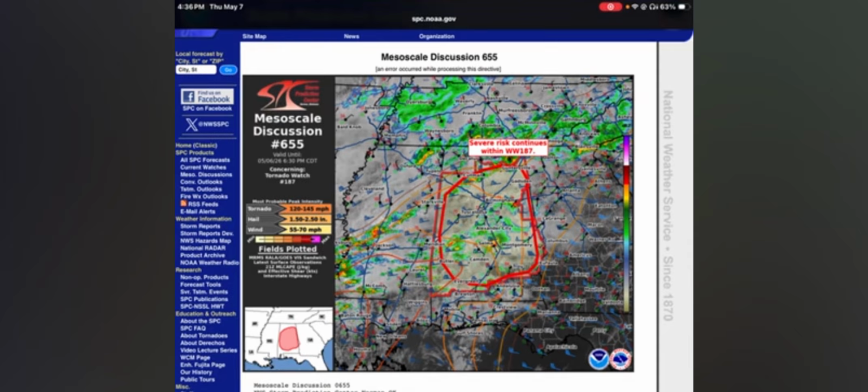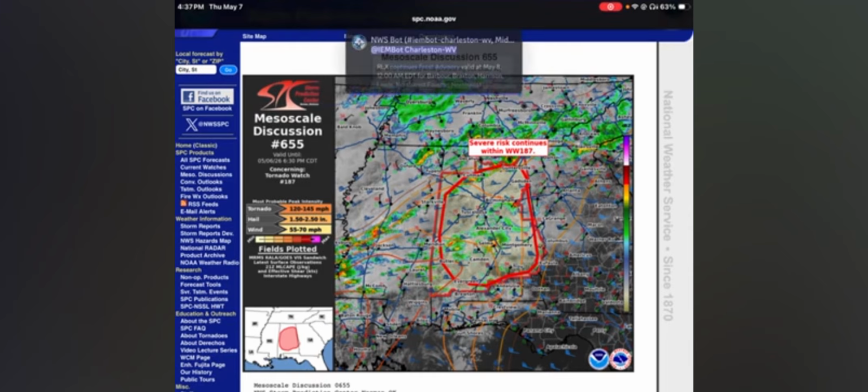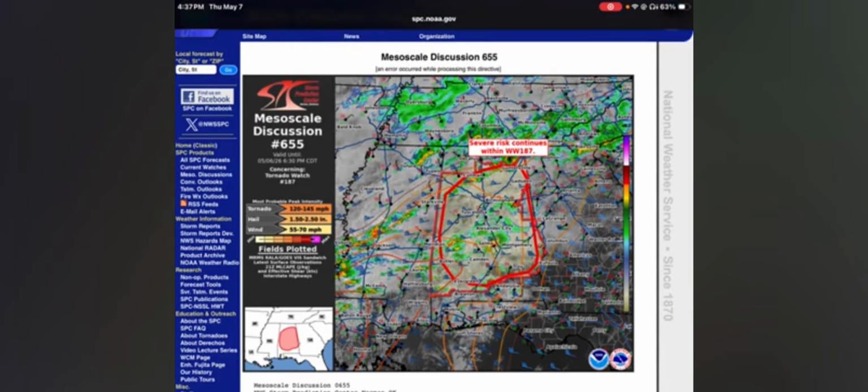So this is mesoscale discussion number 655. This is concerning Tornado Watch number 187. The most probable peak tornado intensity is 120 to 145, hail is 1.5 to 2.5, and wind is 55 to 70. Fields plotted: MRMS, RALA, and geostationary operational environmental satellite sandwich. Latest surface analysis, surface observations, 21Z ML CAPE, and effective shear with interstate highways.